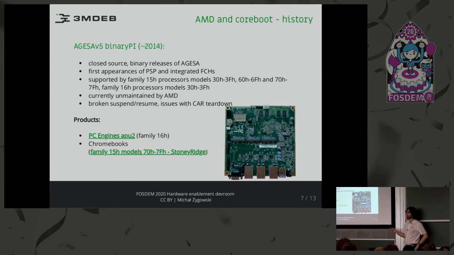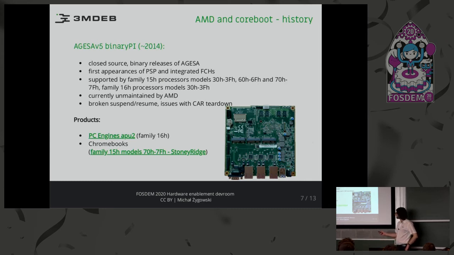Currently, the old AGESA source, as I have mentioned till now, is not maintained by AMD. They just left the support of those. And as it is a closed source blob, it causes a lot of problems. Like for these blobs, there is a broken suspend resume support, or we have issues with temporary memory teardown. For some blobs it was fixed, but in close cooperation with gigantic corporations like Google. For example, there is a Stoney Ridge SoC, which is a family 15 and processor models from 70, and they got a license to fix that and release a fixed blob for the temporary memory teardown.